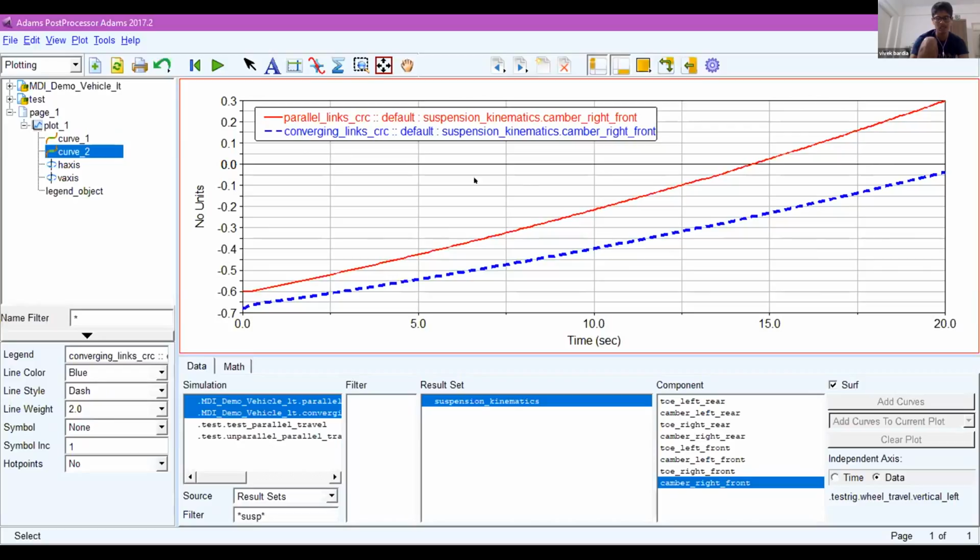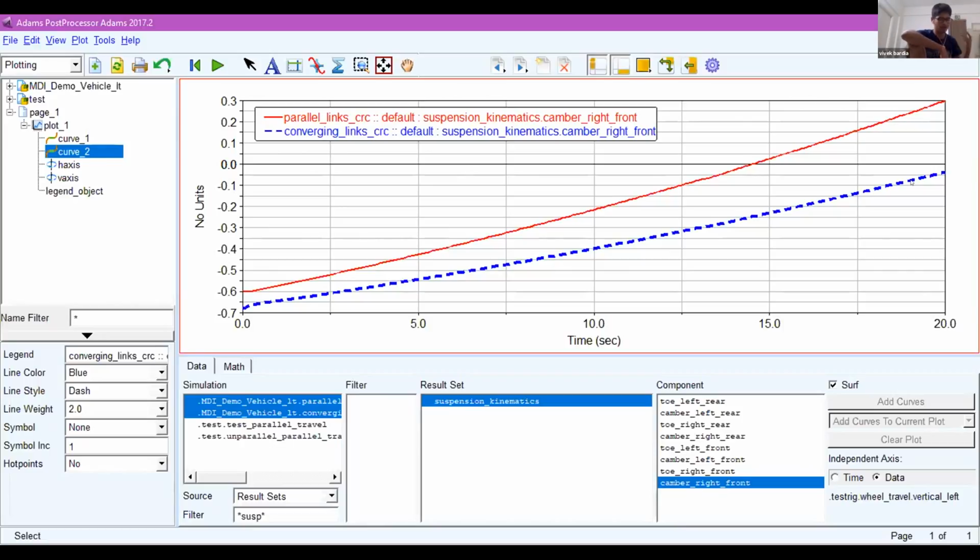Whereas with the converging links, we are still in the negative camber zone, right? In fact, we don't even reach zero camber. We are in the negative camber zone, helping camber thrust, right? So this is exactly the kind of behavior that we require. I'm just showing you what we already saw in the theoretical.